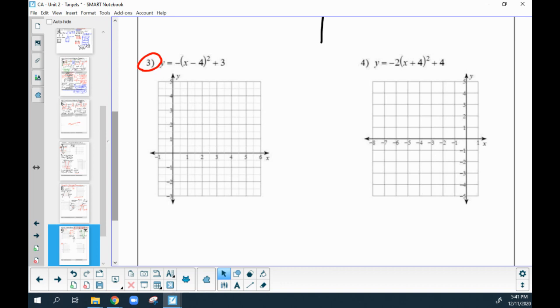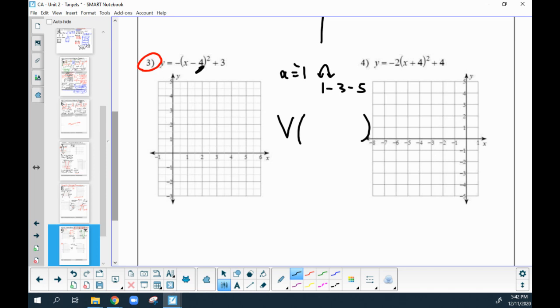So let's try the same order. So first off, we look at our A. It's a -1, so that means it opens down. Because it's a 1, I can use the 1 through 5 counting method. That'll be helpful. This format now gives me a vertex form, automatically used inside the argument, opposite what you see. Outside the argument's already done. So we're going to go over 4, up 3, sorry. Okay, so let's just put it there.